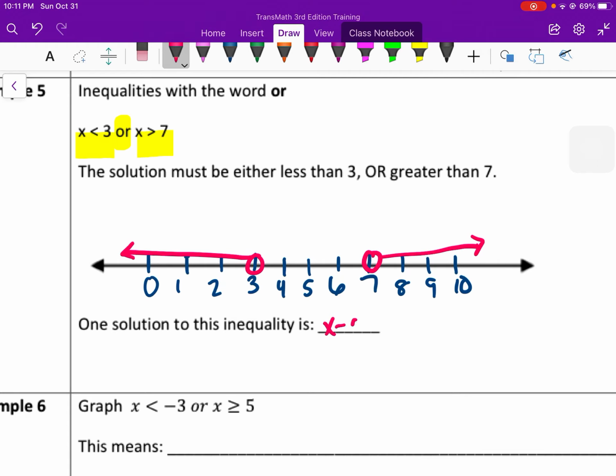So the or inequalities face the opposite direction. One solution to this could be like 0. So 0 is either less than 3 or it's greater than 7. So 0 is less than 3, so that it works. X equals 10 could be a solution because it's not less than 3, but it says or greater than 7, and 10 is greater than 7, so it does work. So that's a solution.